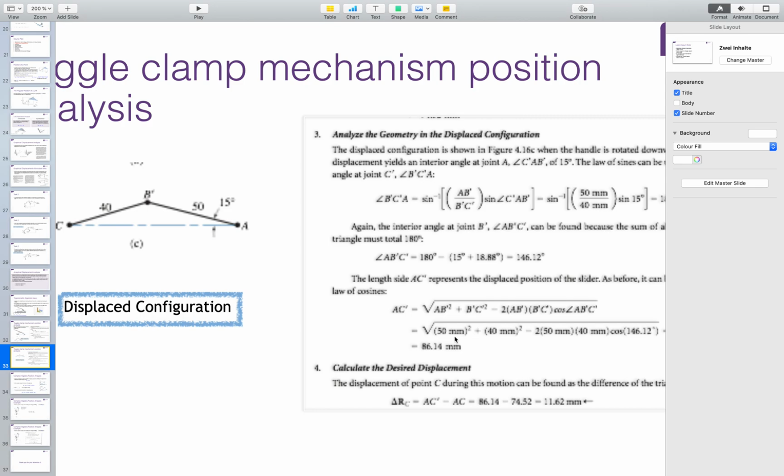Now the question is, what is the displacement in this case for point C? It's just the difference between the actual AC, or the distance between C and A, and the previous distance between C and A, which is the linear displacement of point C, okay, which is represented by W or C as a vector, because actually it is projected over the x-axis, so we can consider it as a vector as well.